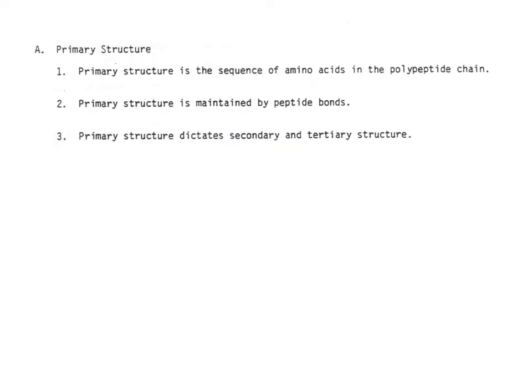The first level of order that we're going to talk about is called primary structure. Primary structure is the sequence of the amino acids in the polypeptide chain. The primary structure is maintained by peptide bonds. Those are the very strong amide linkages that we talked about. Very, very difficult to break these peptide bonds. The primary structure determines how the rest of the structure of the protein will come out. They dictate the structure of secondary, tertiary, and quaternary structures.